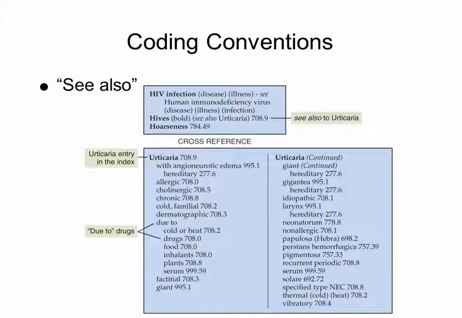Hoarseness. If you look right above here, hoarseness, 784.49. That is the default code. It's right next to hoarseness. Hoarseness is bolded and it's flush with the left margin, right? So that is our main term. Okay?